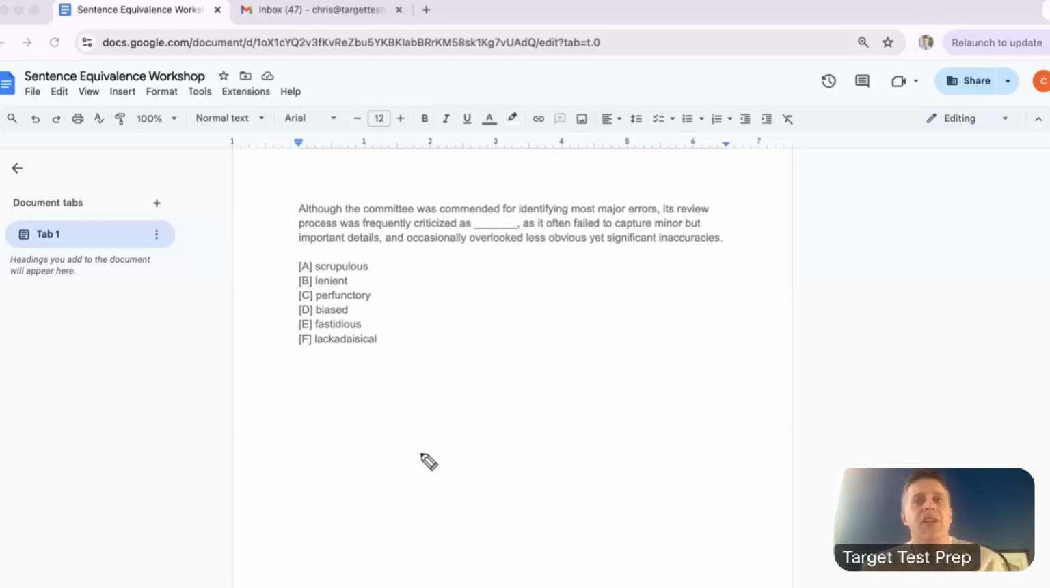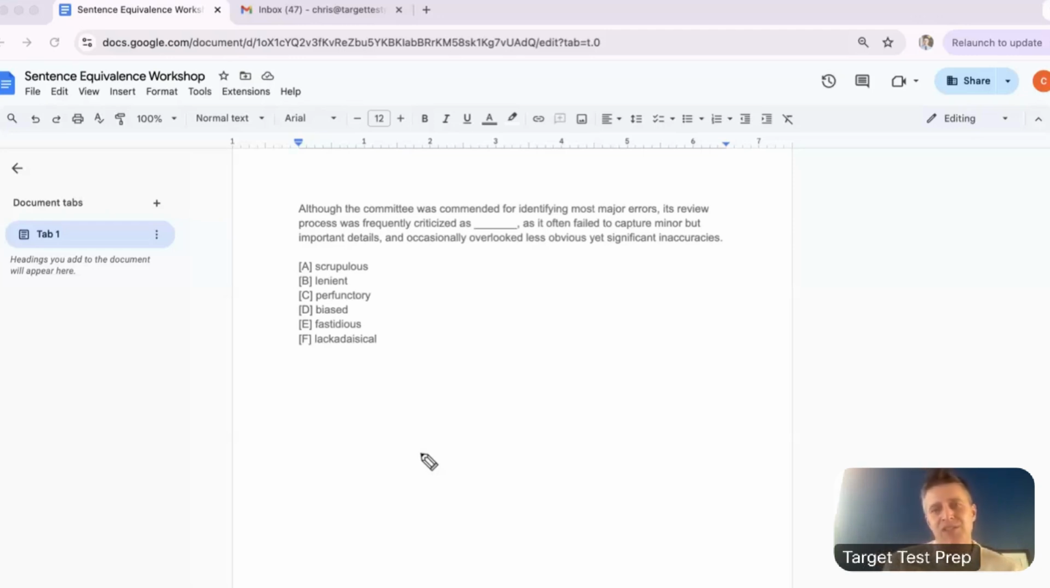As it often failed to capture minor but important details. Okay, so it didn't capture these specifics. I mean, they're minor specifics. And then it also says, and occasionally overlooked less obvious yet significant inaccuracies. So it sounds like this committee is good at capturing most stuff. If something is significantly inaccurate, it's probably going to catch it most of the time. It does, of course, say it occasionally overlooks those. But what it's not good at doing is capturing those minor details.